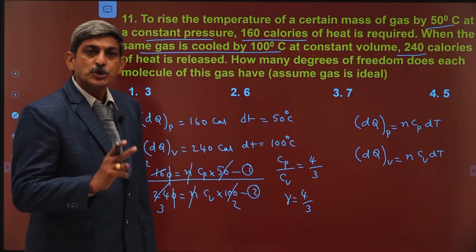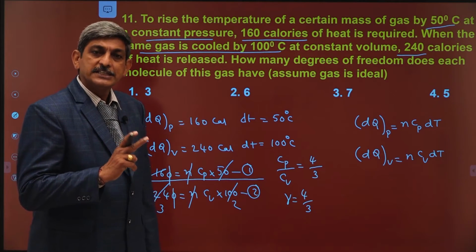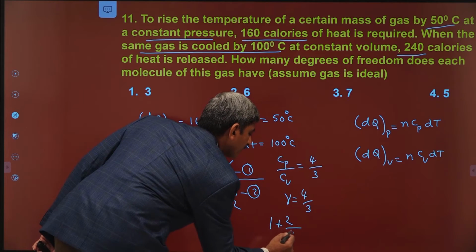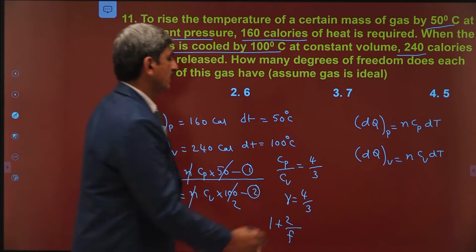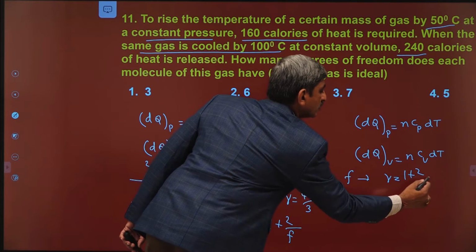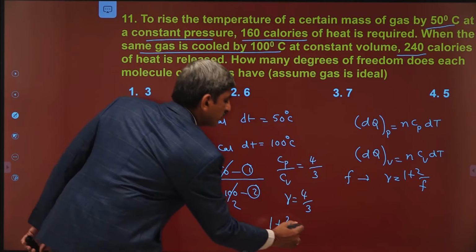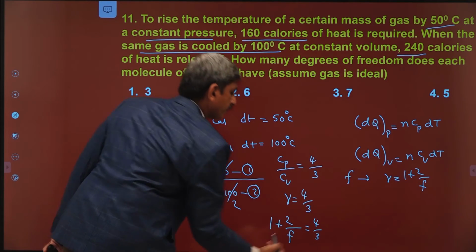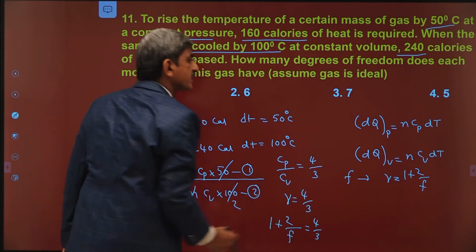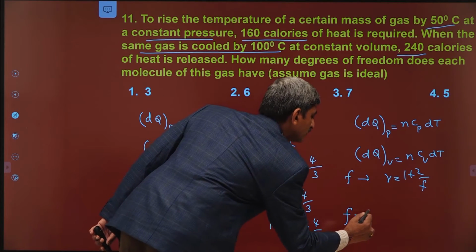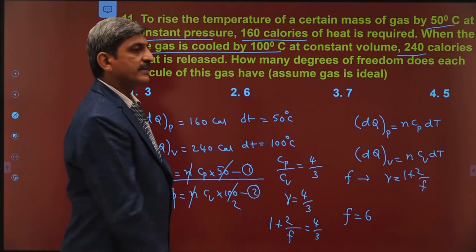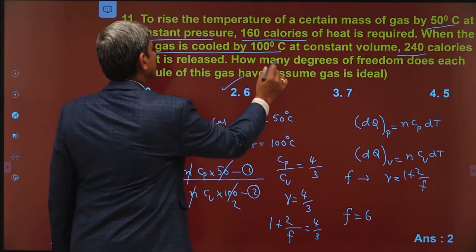But already we know that the ratio of Cp to Cv is defined as the gamma of the gas, which is equal to 1 plus 2 by f. Here f is the degrees of freedom. Now this 1 plus 2 by f is equal to 4 by 3. By taking this 1 to that side and f to that side, we have f is equal to 6. So the number of degrees of freedom f is equal to 6 for the given gas. So the answer is 2.